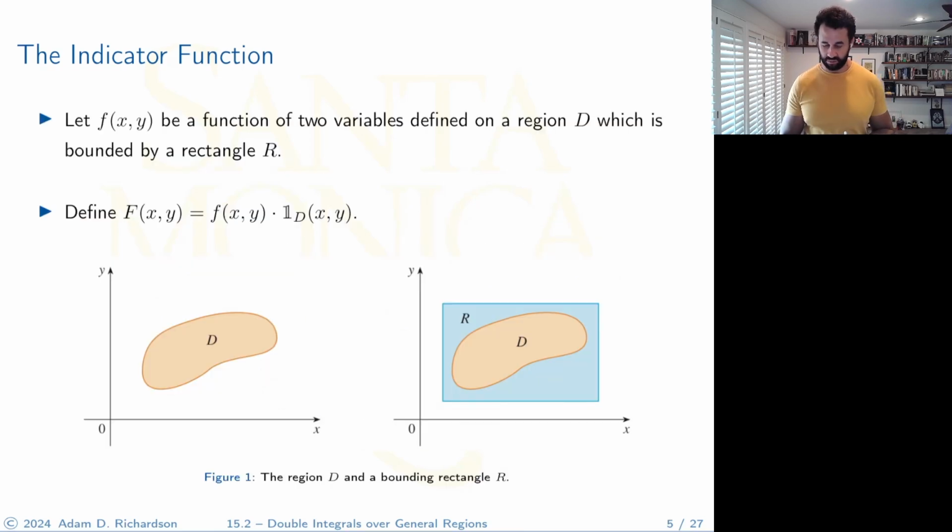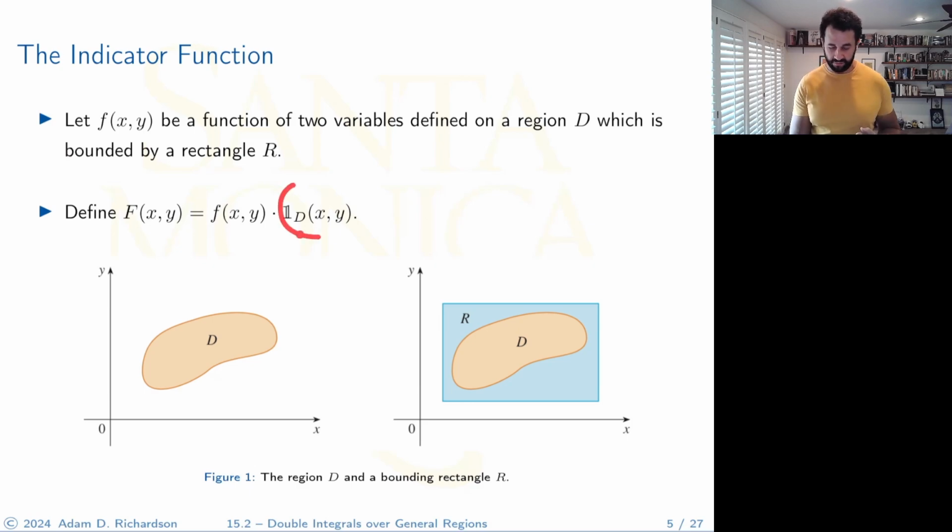So how are we going to use this? Well, consider this setup for a minute. Let f be a function of two variables that's defined on a region D. So this region, for example, and we're going to bound this region D with a rectangle R. This is where we're going to get access to Fubini's theorem, because we're basically injecting a rectangular interpretation here, but we're doing it in a clever way. We're going to define a new function called capital F, and capital F is our original function little f multiplied by the indicator function for D.